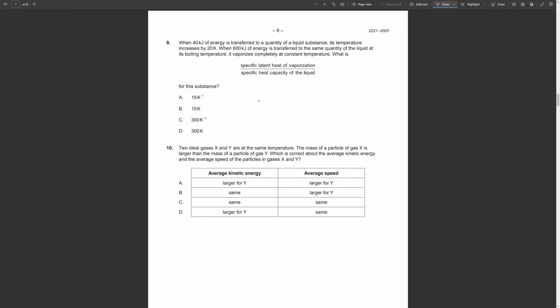Question 9, you got two scenarios, one of which is heating up a liquid, the other one is boiling some liquid. For heating up a liquid, we use Q equals mc delta T. For boiling the liquid, we use Q equals mL. Q for the heating process is 40,000. The mass is unknown, the c is unknown, but the change in temperature is 20. Q for boiling is 600,000. The mass is unknown and the L is unknown.